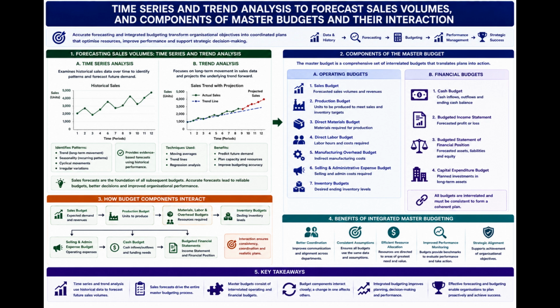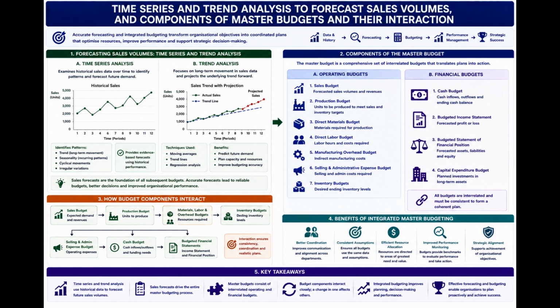Trend analysis is a specific component of time series forecasting that focuses on identifying long-term movements in sales data. A trend may indicate increasing demand, declining sales, or relatively stable performance over time. Management accountants often use statistical techniques such as moving averages, trend lines, and regression analysis to identify underlying growth patterns while smoothing short-term fluctuations. Once the trend has been established, it can be projected forward to estimate future sales volumes.